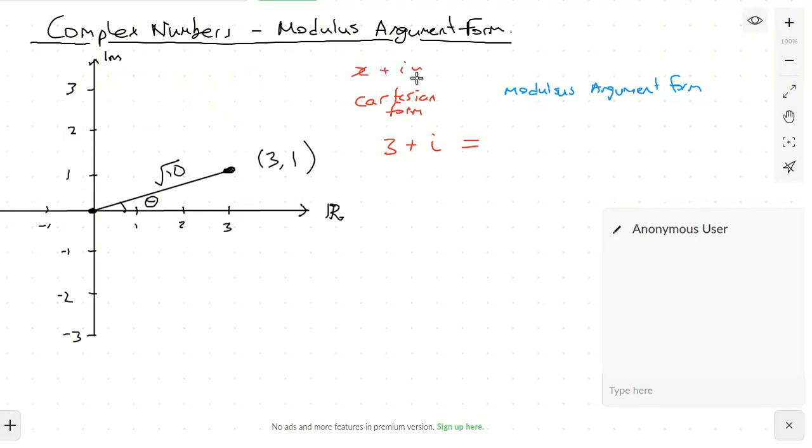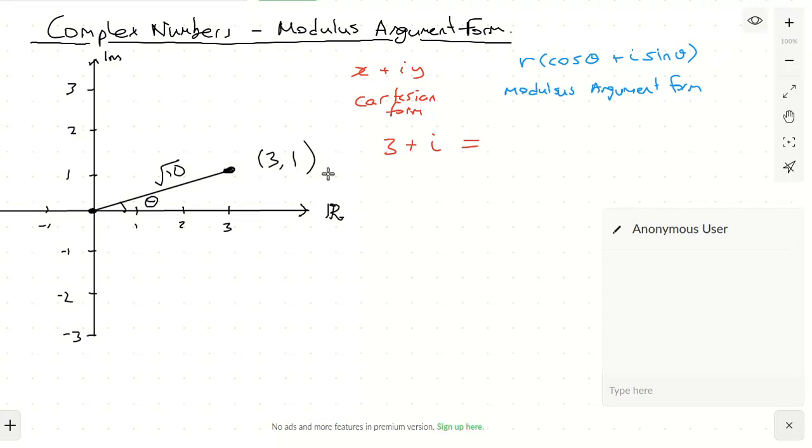x plus iy, modulus argument form. We write it like this sometimes: r cos theta plus i sine theta. Now, doesn't that look complicated? But it's not, and you can actually work it out with your calculator, it works out exactly the same.